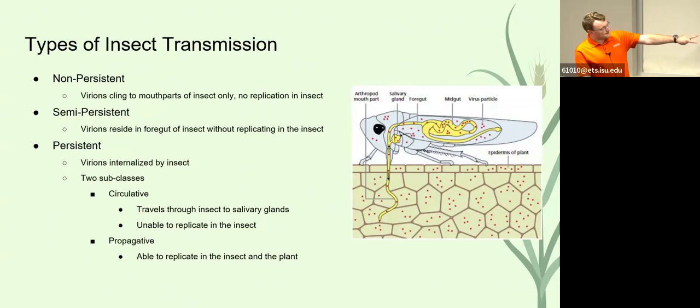Now, there are two different subclasses of persistent because, of course, we're scientists and we have to categorize everything, and people have to have reasons to publish papers. So we have to come up with new terms.